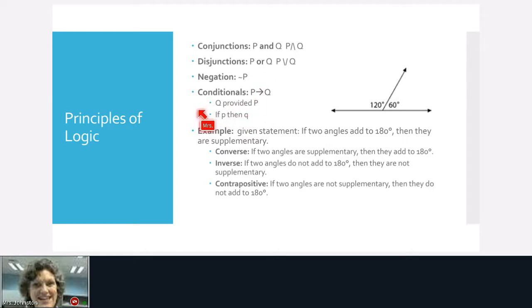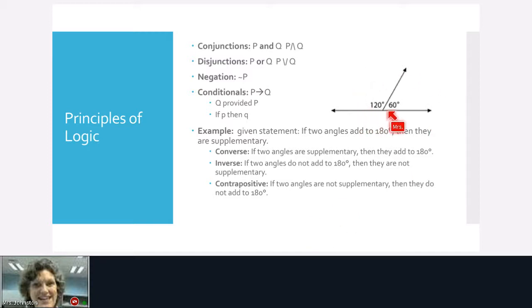Now, we talked about conditionals, and they are expressed with an arrow. P implies Q. So it could be written as Q provided P as well, and you'll see a question in your test that actually has that designation, but it's usually read if P, then Q. Here's an example. If you're given the statement, if two angles add to 180 degrees, then they are supplementary, then you could write the converse, the inverse, or the contrapositive of that statement.